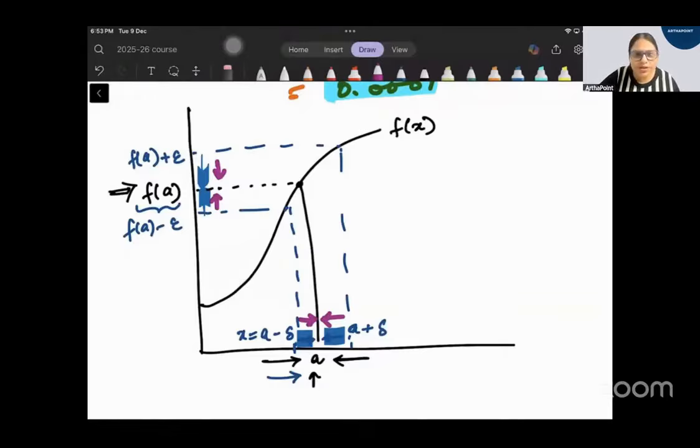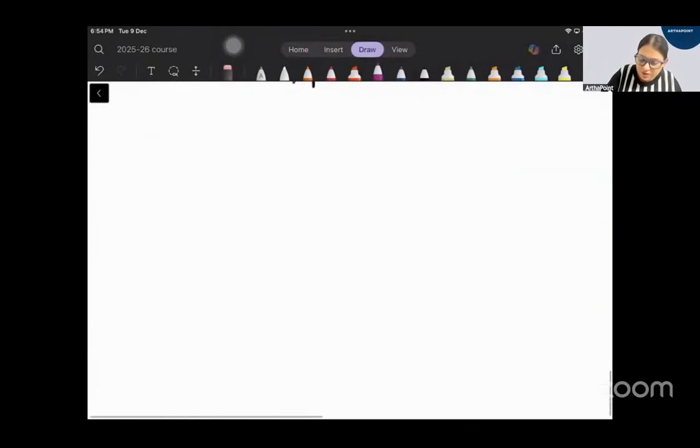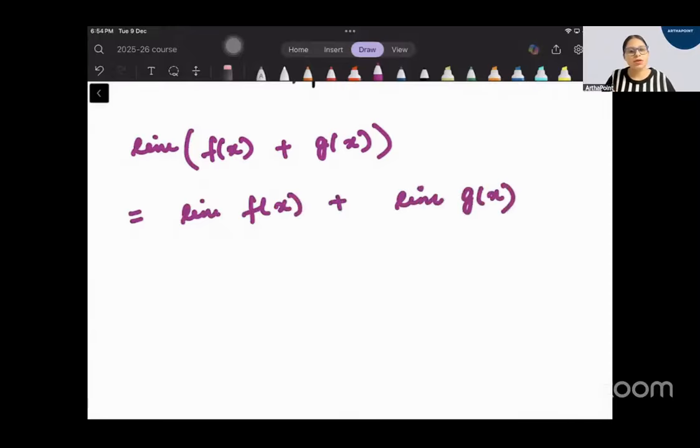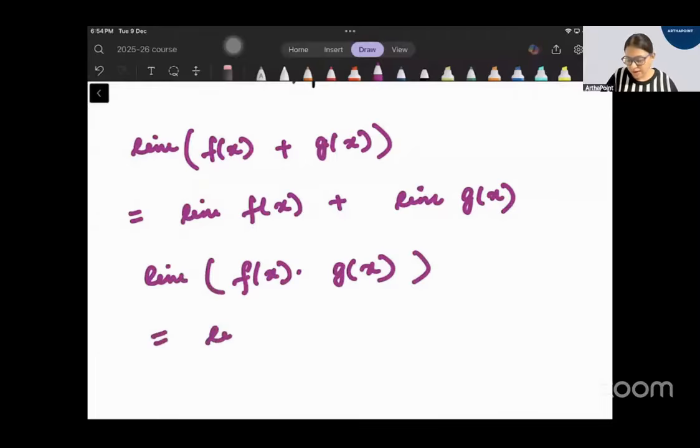Now, there are some properties that you must remember from the exam point of view. So what are those properties? First of all, the property can be related to addition and subtraction. So if I have a function fx and a function gx and I am finding their limit, then I can apply limit separately, limit fx and limit gx, right? Similarly, if I have a function fx into gx and I have to apply limit on their product, I can apply limit separately on fx and gx.